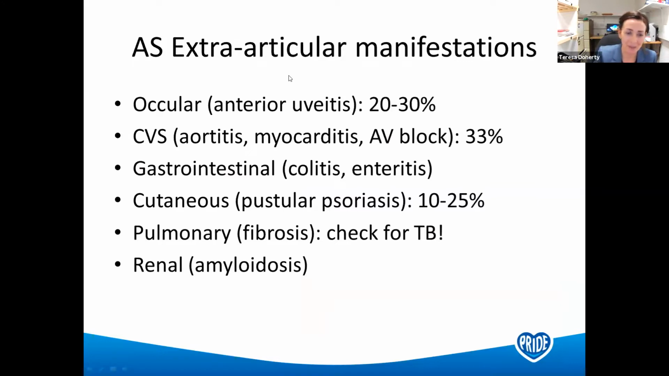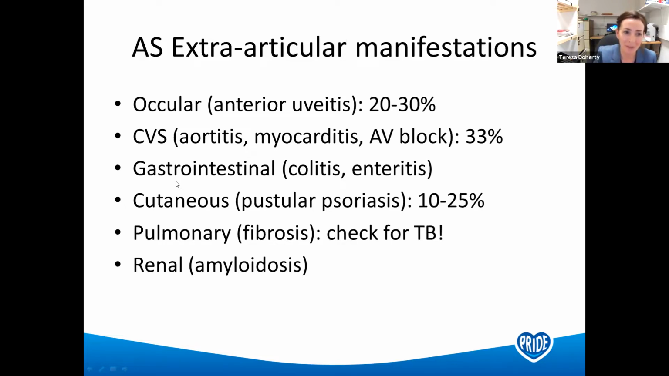So again, it's a little bit repetitive, but the extra-articular manifestations. 20 to 30% will have an anterior uveitis, 33% an aortitis and myocarditis, or an AV block. You have to look for it. Sometimes it's interesting because the cardiology colleagues don't often do HLA-B27, and they see all these things. So they might have that in isolation without an inflammatory back pain. And I really think they should look for HLA-B27 a little bit more.